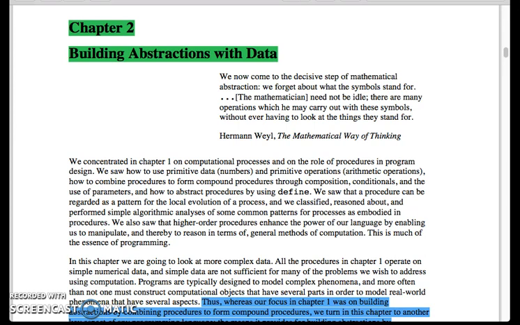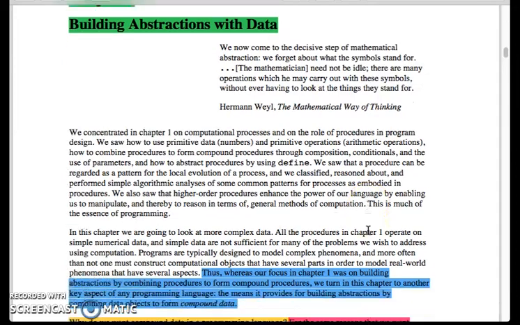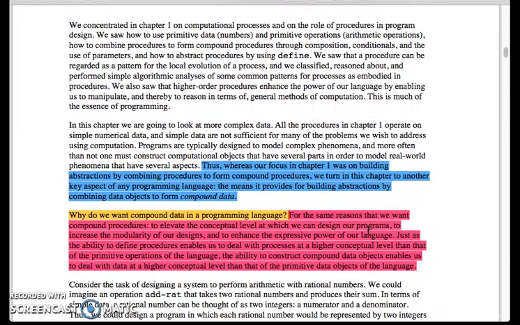We now come to the decisive step of mathematical abstraction. We forget what the symbols stand for. The mathematician need not be idle. There are many operations which he may carry out with these symbols without ever having to look at the things they stand for. Hermann Weyl, The Mathematical Way of Thinking.